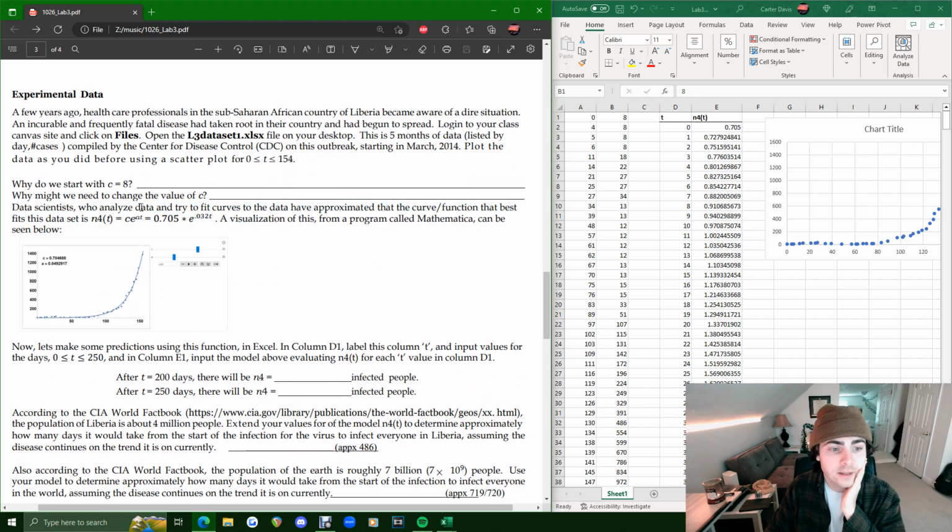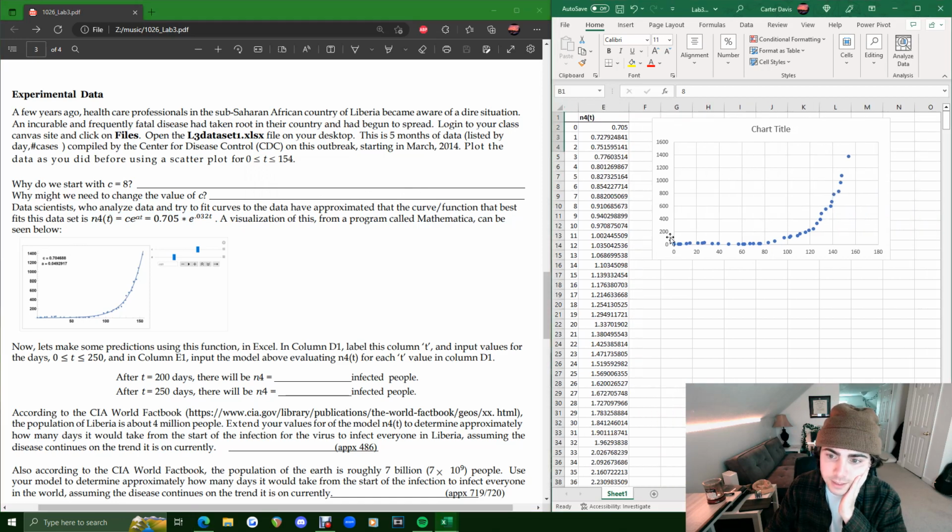Data scientists who analyze data try to fit curves, and so on. So anyway, they've come up with this function here that is meant to best match this data, right? And you can see that the C value in this equation, at least, is much smaller than 8. It's 0.705. So maybe that had something to do with it. Maybe we needed to change the value of C. It needed to be smaller.